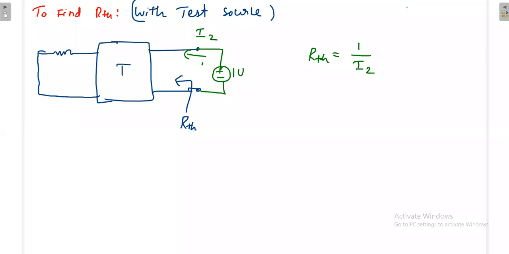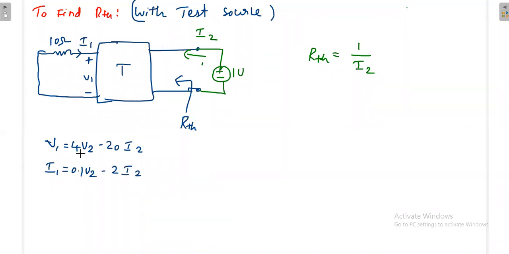Before that, what is the convention here with respect to the network? Always this is plus minus V1, and this is I1 entering. Then what is this resistance value? This resistance value is 10 ohm. You can apply KVL or KCL some way, but finally our aim is to find I2. So what is the equation of the network? V1 is equal to 4V2 minus 20 I2, and I1 is equal to 0.1 V2 minus 2 I2. So this is the equation of the network.